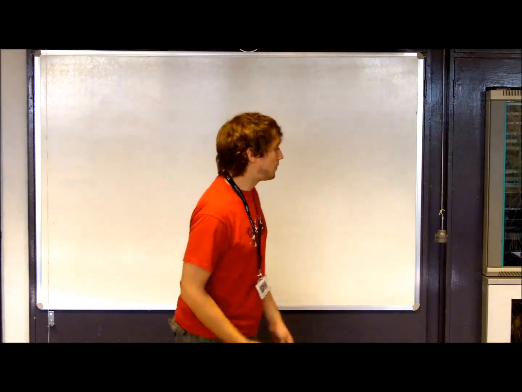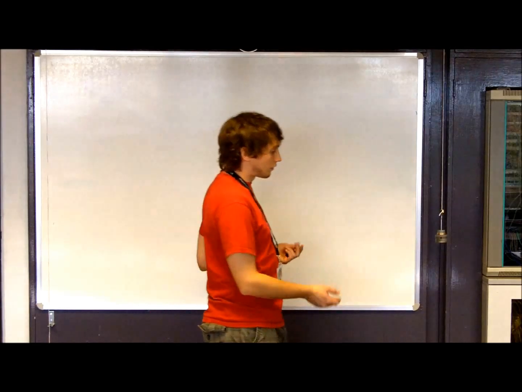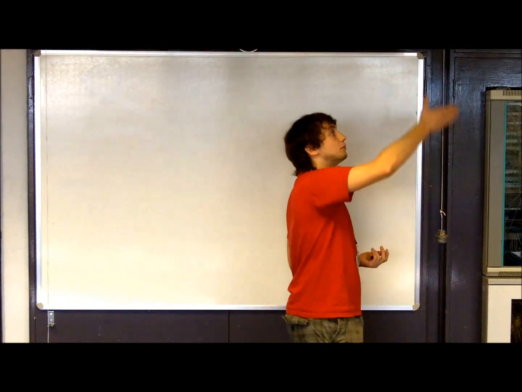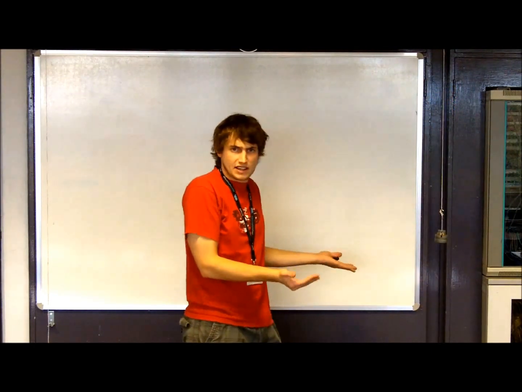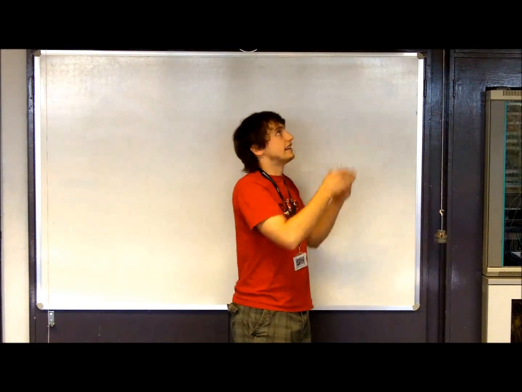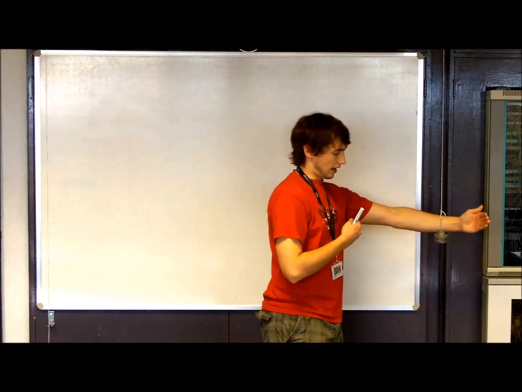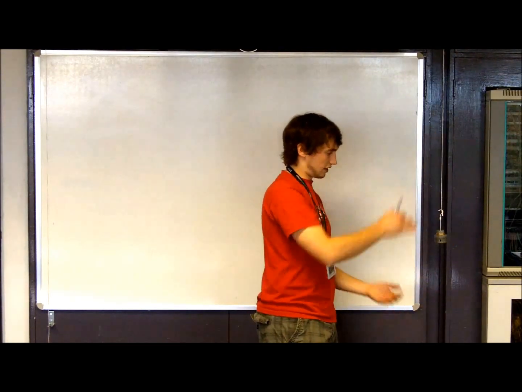So a very simple problem. We've got an object here with a weight pulling it downwards and a tension pulling it upwards. As you can see, it's not moving, it's not falling, it's not rising, so it must be in equilibrium. There are no forces acting in the horizontal plane, only the vertical.